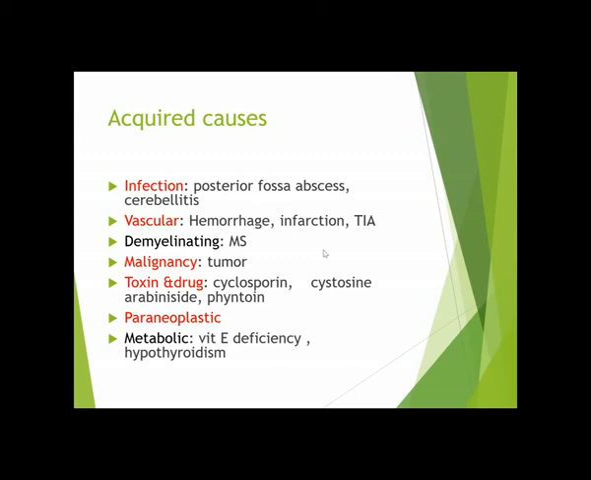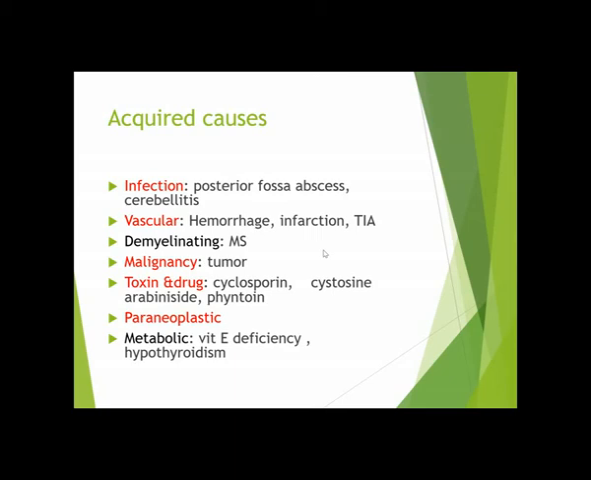Then come demyelinating disorders like multiple sclerosis. And then we have malignancies like tumor, and they will also again give you unilateral signs and symptoms. And then we have toxins and drugs. Now remember that toxins, drugs, and metabolic causes and paraneoplastic, these give you bilateral signs. These do not give you unilateral.